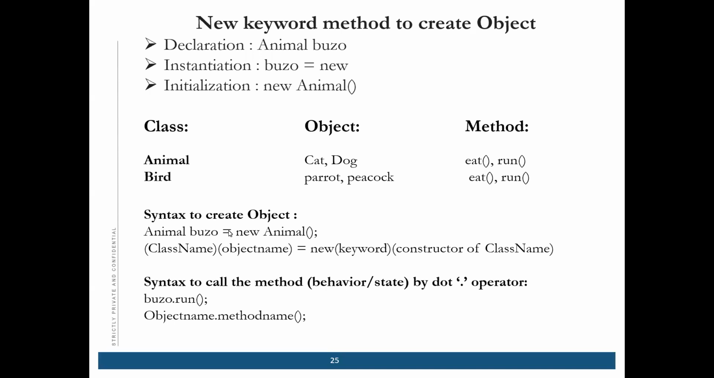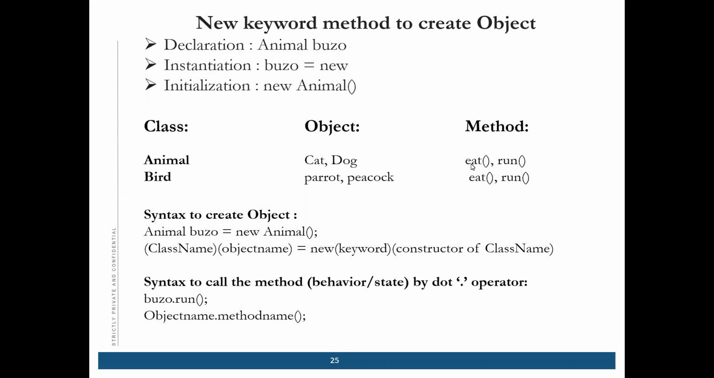Now, we have created an object. What is the use of the object? The use of the object is to call the method. Now, how do we call the method?